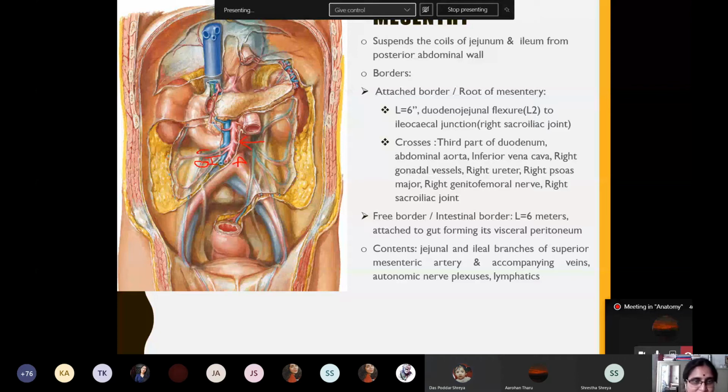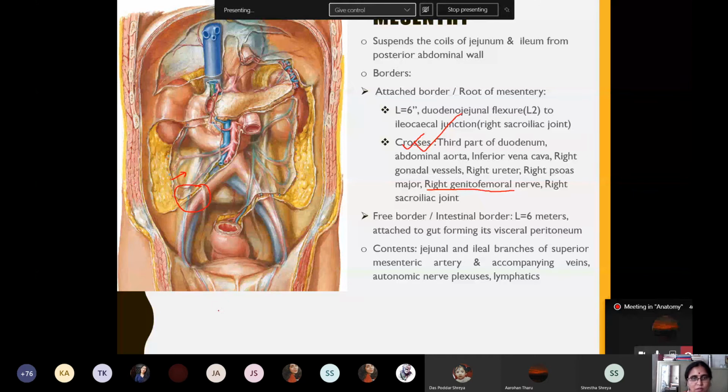So right gonadal vessels. This ureter. Which ureter is this? Right ureter. Which muscle lies deeply? Right psoas major. And here you can see a very thin nerve. This nerve is known as which nerve? Right genitofemoral nerve. And which joint lies at this aspect? Right sacroiliac joint. So these are the structures crossed by the root of the mesentery.